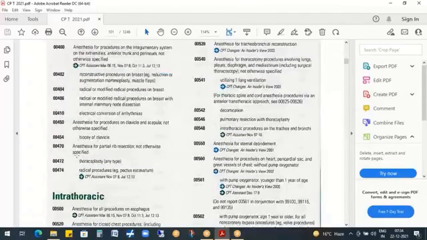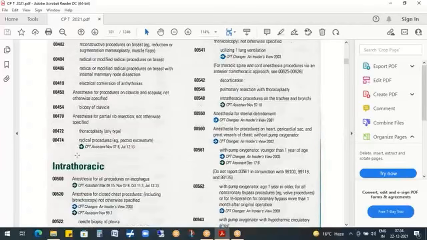Now, can you see the parenthetical note under 00561? What is the parenthetical note guiding you? Do not report 00561 in conjunction with 99100, 99116 and 99135. Understood now everyone? The role of the parenthetical note is nothing but a rule, or it will give you a hint how to code.